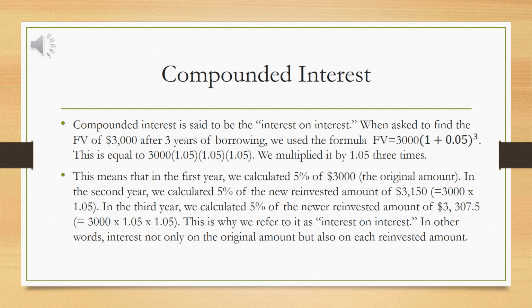This means that in the first year, we calculated 5% of 3,000, which is the original amount. In the second year, we calculated 5% of the new reinvested amount of 3,150, which is 3,000 times 1.05. In the third year, we calculated 5% of the newer reinvested amount of 3,307.5, which is 3,000 times 1.05 times 1.05. This is why we refer to it as interest on interest. In other words, interest not only on the original amount, but also on each reinvested amount.